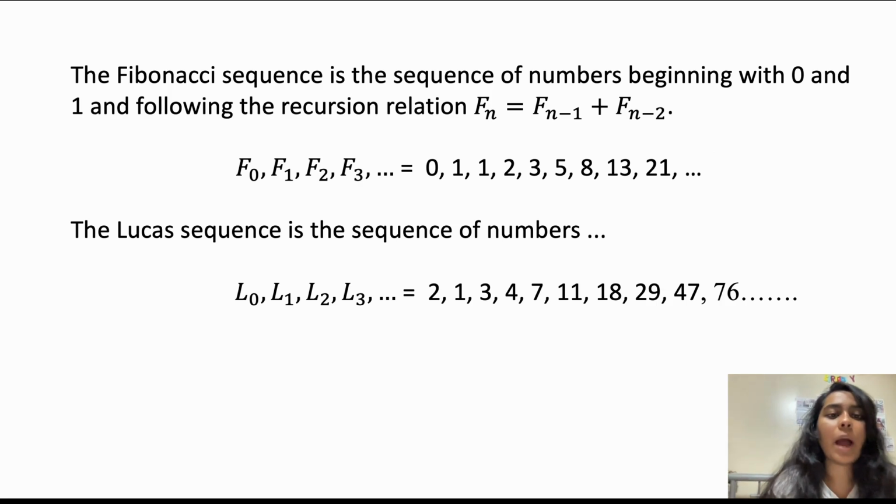My project is about the Fibonacci sequence, a sequence of numbers that begins with 0 and 1 and follows a recursion relationship: F(n) equals F(n minus 1) plus F(n minus 2). If we put in any value for n, we can compute any value of the Fibonacci sequence. The corresponding sequence of the Fibonacci sequence is the Lucas sequence, which starts 2, 1, 3, 4, 7, 11, 18, 29, 47, 76.